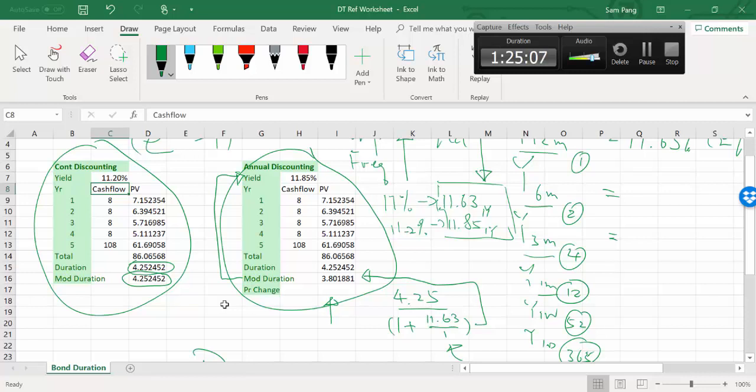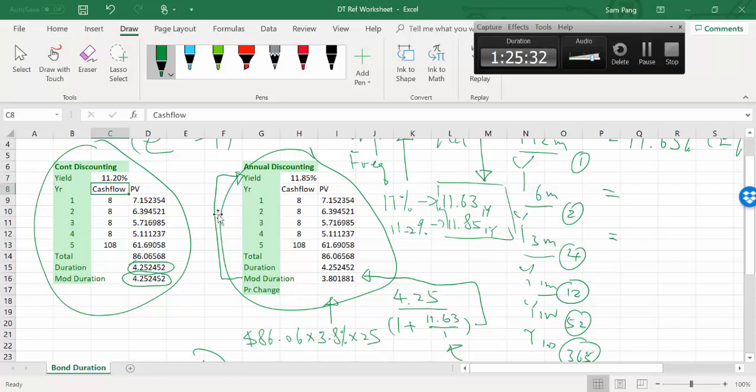So if you want to work out the price change in terms of annual compounding, what you need to do is multiply the current bond price, which doesn't change, 86.06, times the duration, which is 3.8, but now you multiply by 25. Now, if you do that, you will get the same answer.